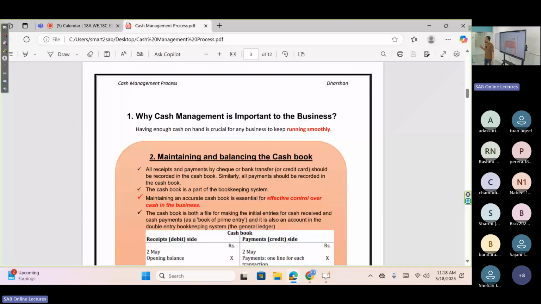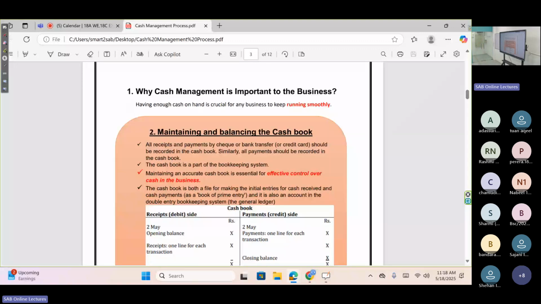So the first question: why should we manage cash? Why should an organization manage cash? The answer is, in order to run the business smoothly, they should have cash. Cash is our base. Without any interruption, they have to run the business smoothly, so they have to manage the cash in a proper manner.